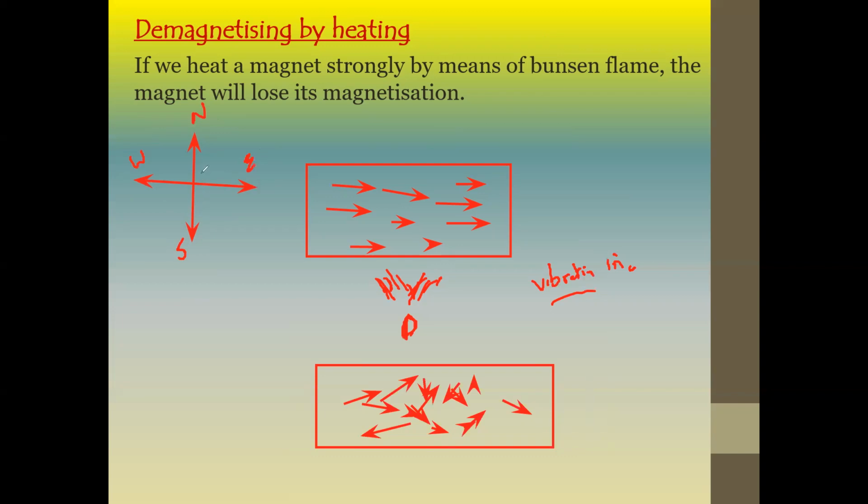Why not the north and south direction of the earth? Because if you place it according to the earth's magnetic field, the domains might align again. So whenever you want to demagnetize a material, you should always place the material in an east-west direction, so it won't be magnetized by the earth's magnetic field. So by heating it, increasing the temperature causes the domains to vibrate, which disturbs the arrangement.